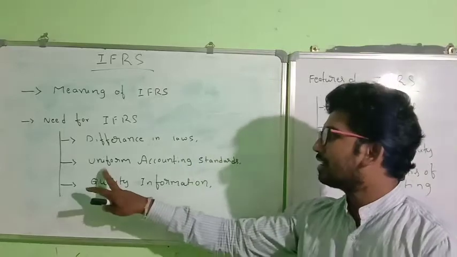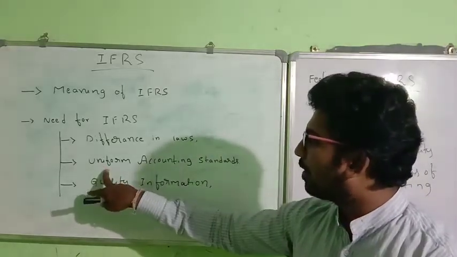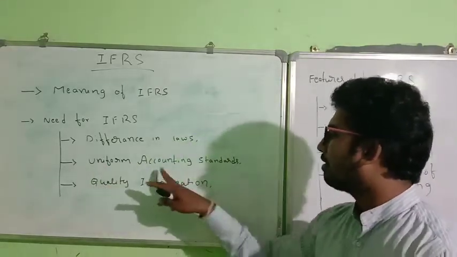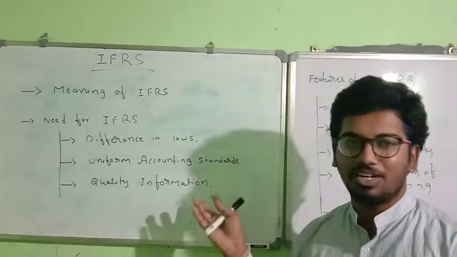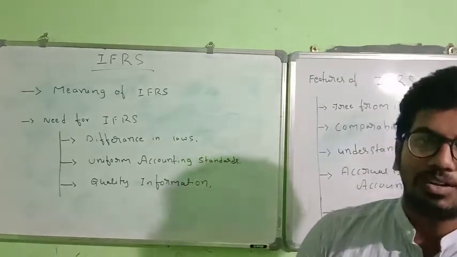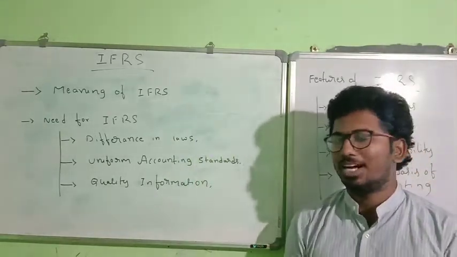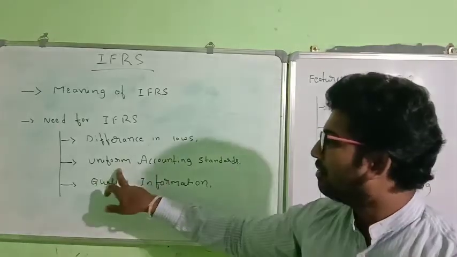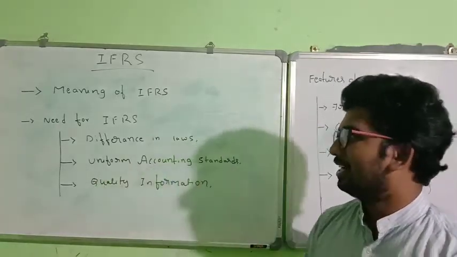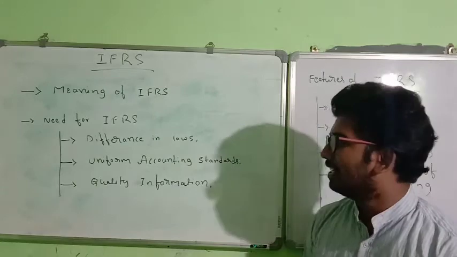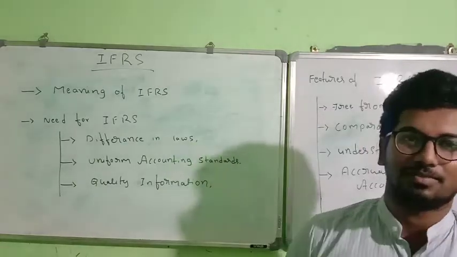So that is what we call the overcome of union: there are no uniform accounting standards across the world. So the IASB is going to give the uniform standards. This is what you call uniform accounting standards. Then, quality information.